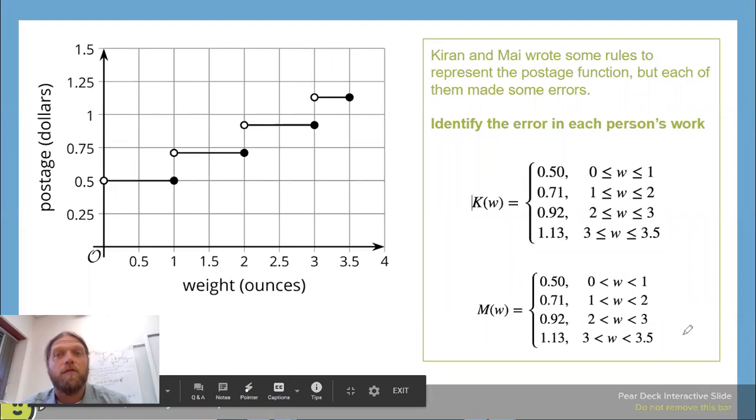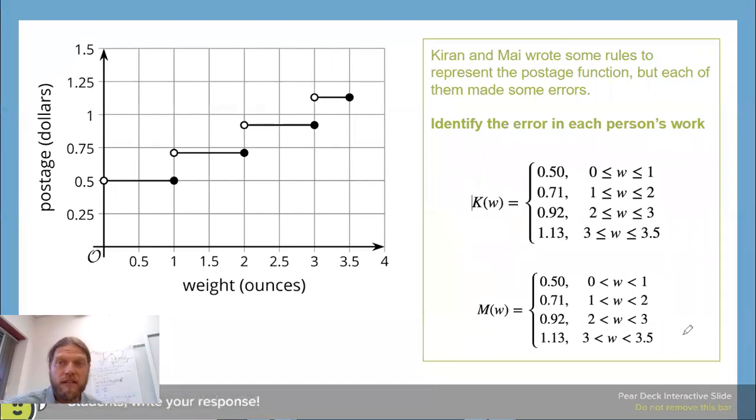It says Kieran and May wrote some rules to represent the postage function, but each of them made some errors. Okay, so let's look for a few of those errors. Okay. So it looks like we've got some pretty good work going on here. I'm looking at 0.5, I'm looking at 0.71, 0.92, and 1.13. And they both actually have the exact same value. So we're in good shape there.